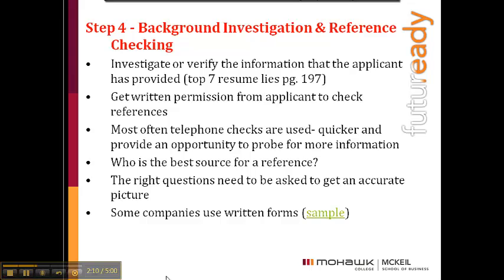Getting written permission from the applicant to check your references is very, very important, because you should only be checking references based on what the applicant gives you. If the applicant hasn't provided references from a particular employer and you really want to get them, then make sure you tell the applicant, as the prospective employer, that you want that, so that the applicant will make sure they can get somebody. Most of the time I find telephone checks are used because they are quicker, and they also provide you with an opportunity to probe for more information while you've got somebody on the phone. So I wouldn't really mail out a reference check form or email it to somebody. I would try and get somebody on the phone, because it's usually quicker and you can get a lot more meaningful information, because you can ask more follow-up questions while you've got the person on the line.